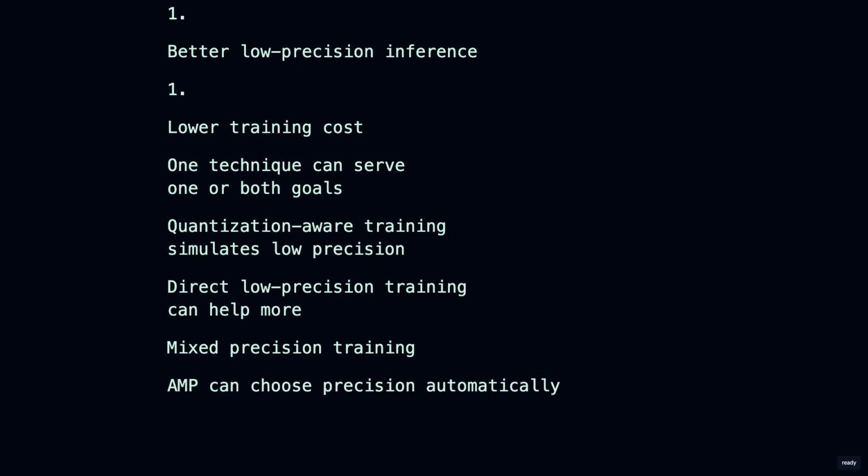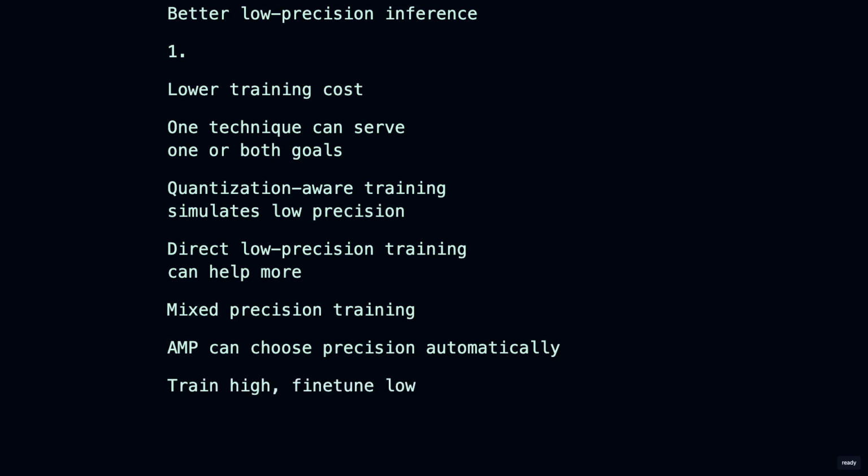Frameworks often help here with automatic mixed precision, or AMP. That lets the system choose which operations can safely run in lower precision. There's also a practical workflow split. Pre-train in higher precision when compute is available, then fine-tune in lower precision later. This makes quantization useful not just for large labs, but also for teams working with limited compute.